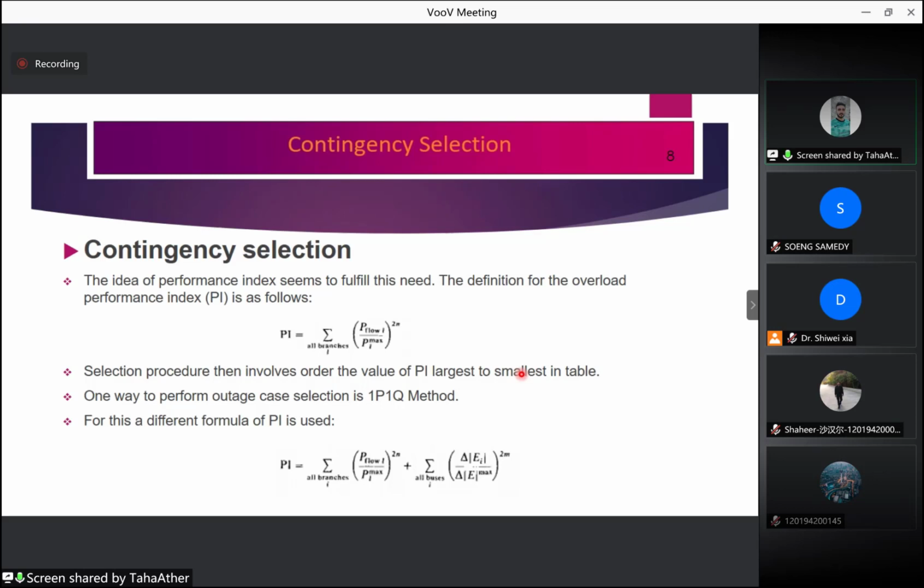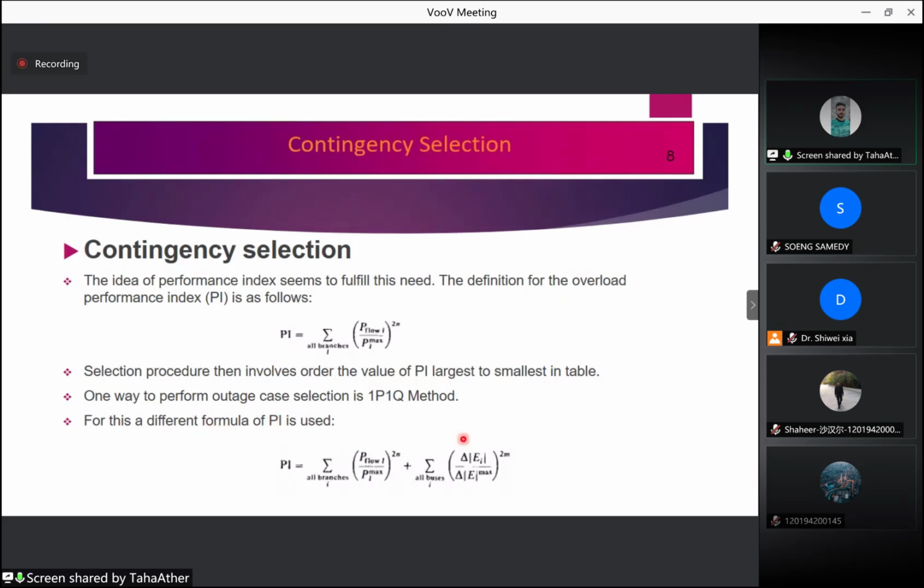Trying to develop an algorithm that can quickly calculate PI when n is equal to 2 or larger has proven extremely difficult until now. But there is one way to solve that problem. One way to perform an outage case selection is a method called the 1P 1Q method. Here, a decoupled power flow solution is used. The procedure is interrupted after one iteration, 1P calculation and 1Q calculation. That's why it's called the 1P 1Q method. With this procedure, the PI can use as large a value of n as desired.